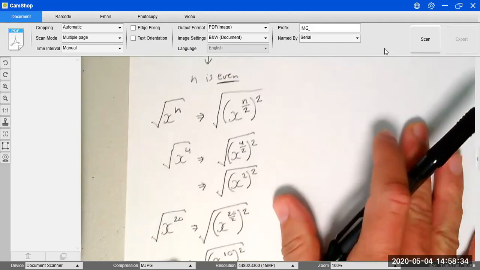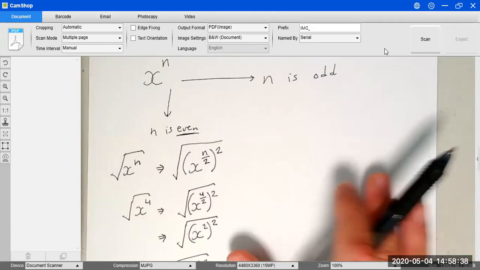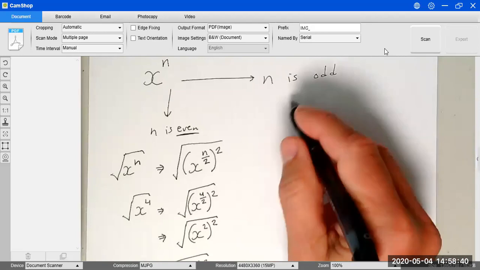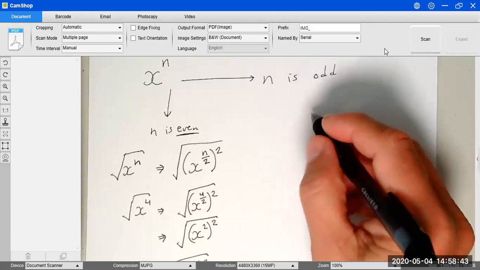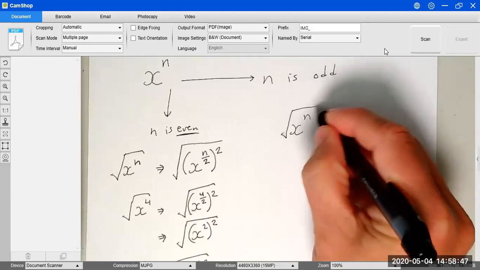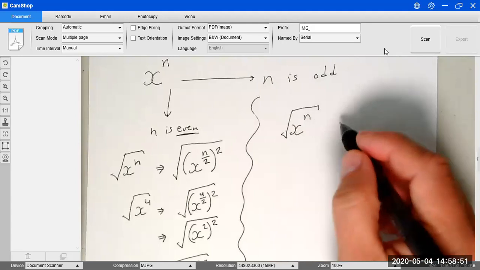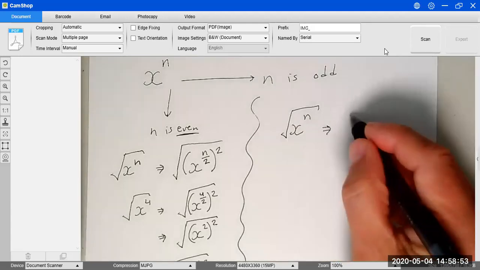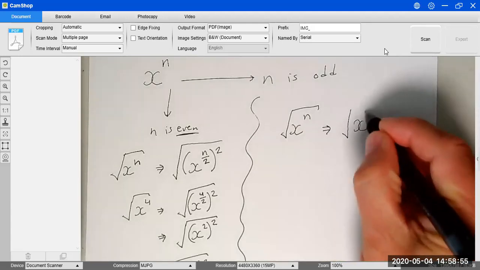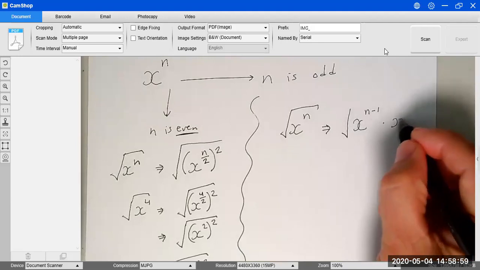Now, what happens when you have n as an odd exponent? So when you have that, you're going to rewrite your variable. So I'm going to again write x to the n now. But this time, n is an odd number. So you're going to write this as x to the n minus 1 times x.